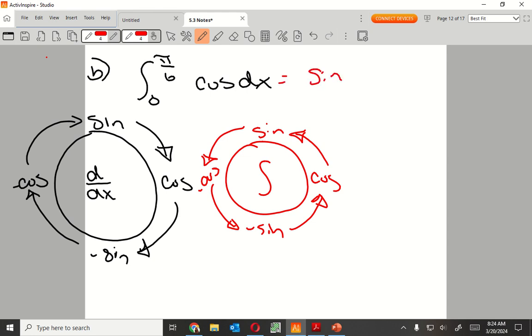So this is going to give me sine x from 0 to pi over 6. Now, what is sine at pi over 6? Do you put it in degrees or... No, it's radian. It's all radian. Oh, it's pi all over 6 radian.